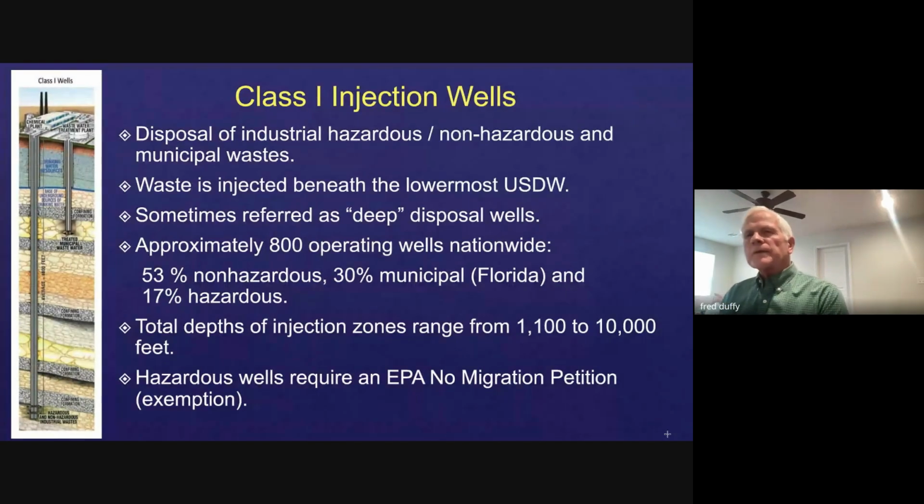And what I mean by that is that the first string of casing has to be set below the base of the USDW. And sometimes that base of the USDW will vary from site to site or the geology. Sometimes it could be thousands of feet in depth. And then when they set the casing below the base of USDW, then they're required to pump cement to surface.